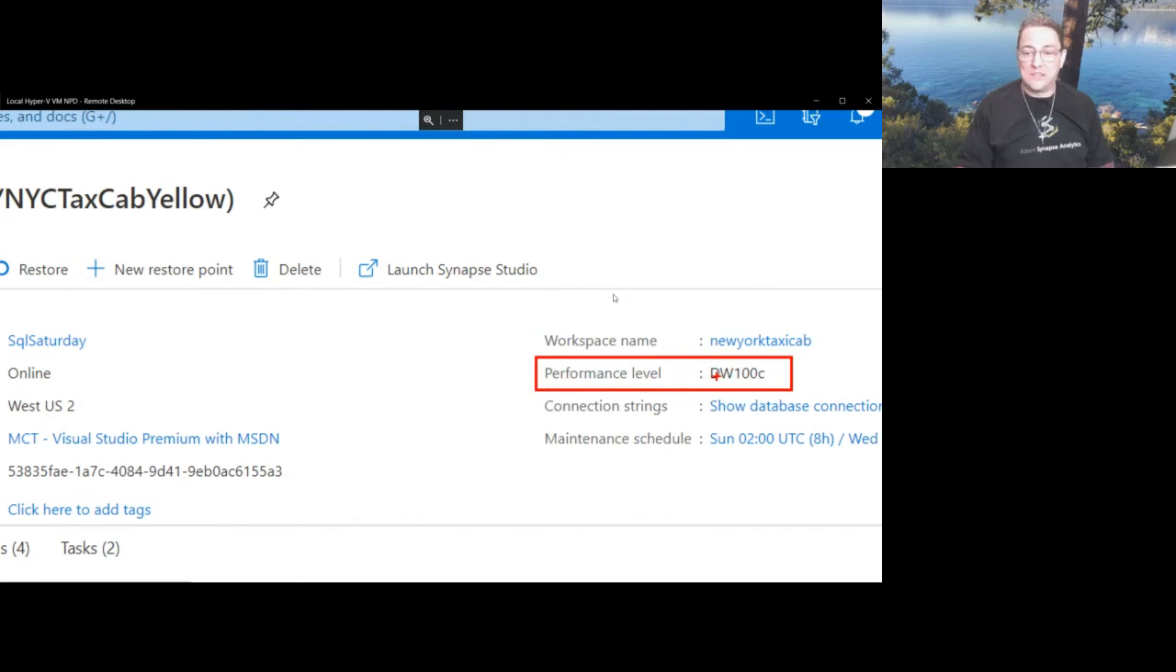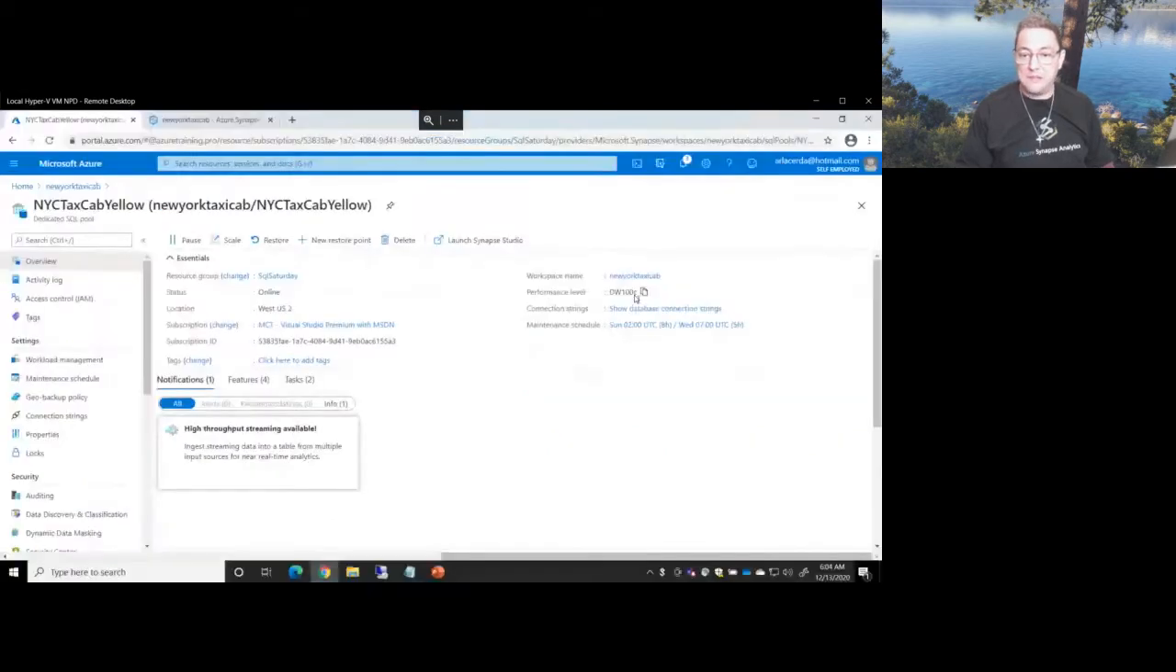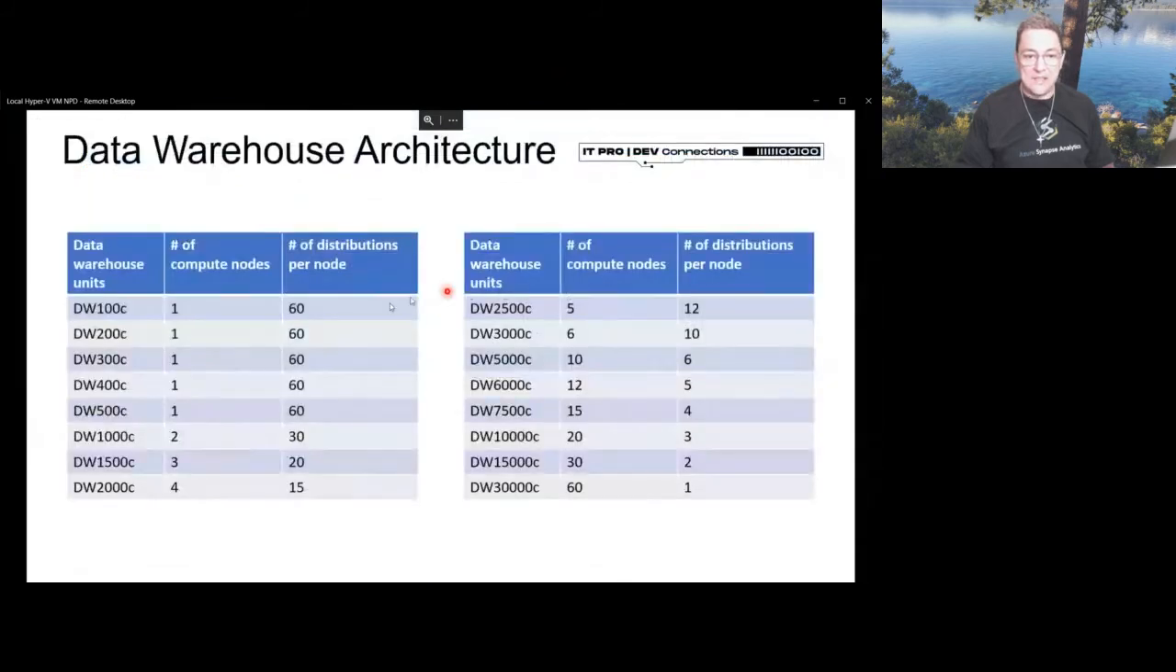So I got the cheapest one, which is about $1,800 a month if you want to keep this running all month long. Like I said, it's kind of an expensive service. But this is my performance level, DW100. If I go back to my slide deck, I can see that DW100 is right here. It means I have only one compute node.